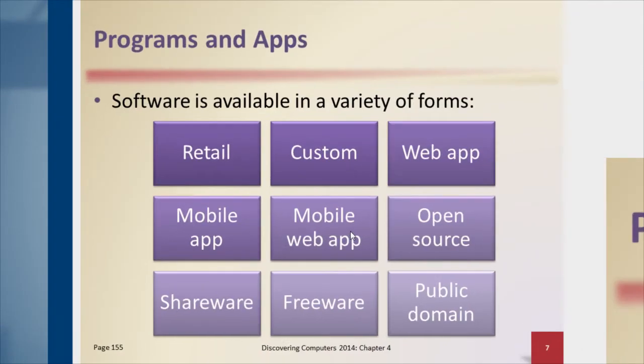So where do we get all these pieces of software? Where do they come from? What different forms do they come in? Well, we can buy them off the shelf in a retail environment. We can go to Best Buy, we can go to Hastings, we can go to some of those other places. The reality is, though, we don't do that very often anymore.